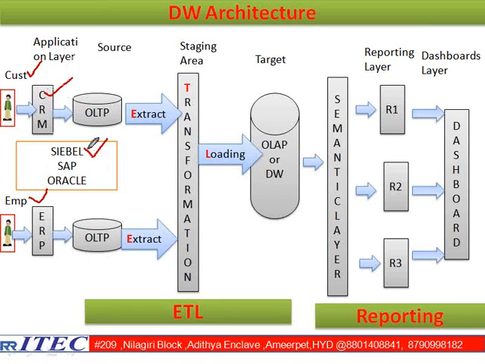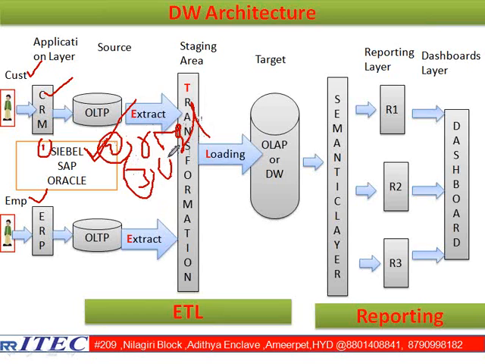A number of CRMs are available. One of them is Siebel. And the second is available, let us say, right now. And the third is available, let us say, Unica. And the fourth is available, let us say, Salesforce. Okay, like this, a number of things are available.